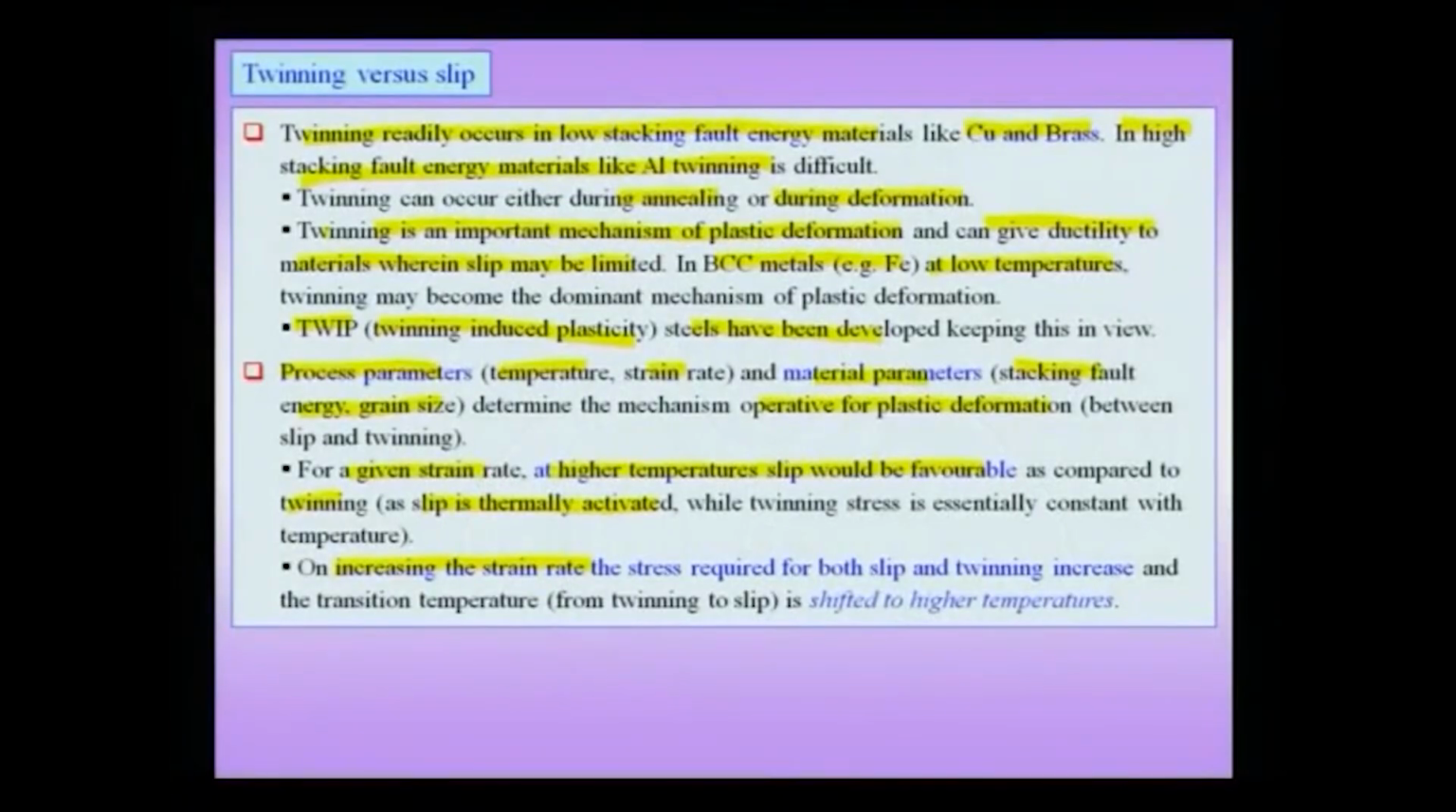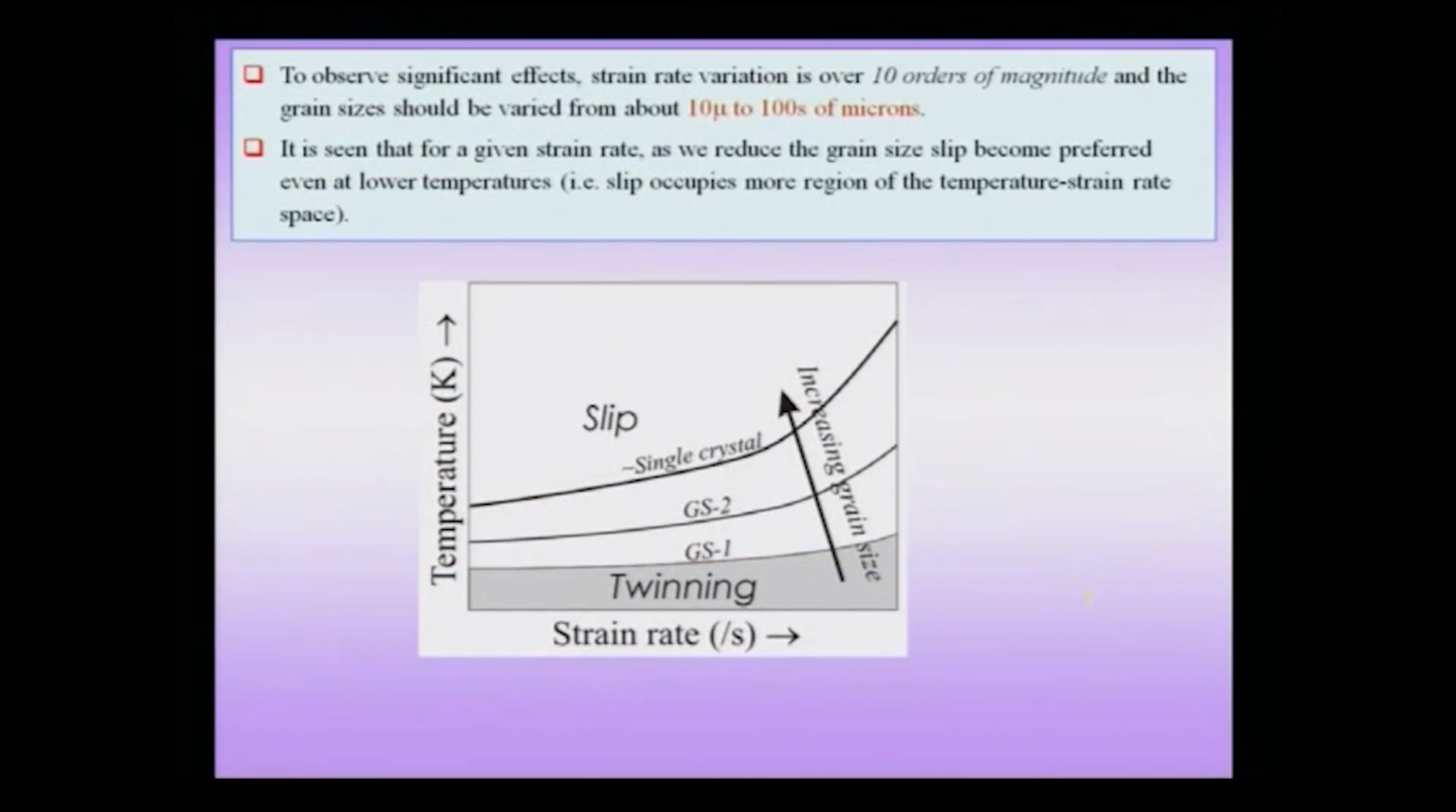On increasing the strain rate, which means there is less time for thermal activation, the stress required for both slip and twinning increases, but the transition temperature from slip to twinning is shifted to higher temperatures. So, we will see this effect in a graph below, and here I am talking about strain rate variations of about 10 orders of magnitude. That means the strain rate is not merely from 1 per second to 2 per second; it is orders of magnitude variation in strain rate so that I can actually see a transition from slip to twinning.